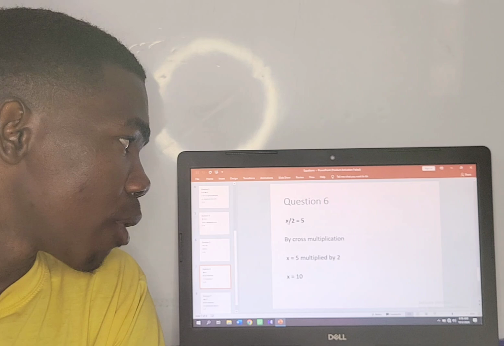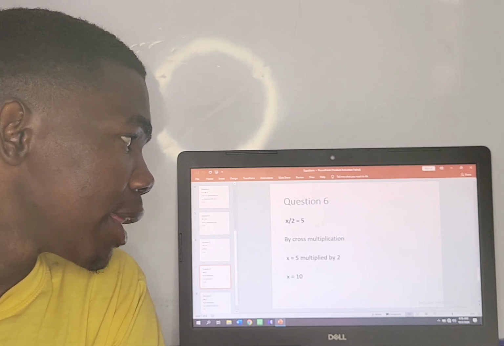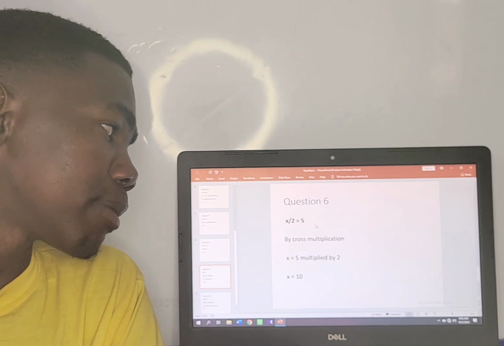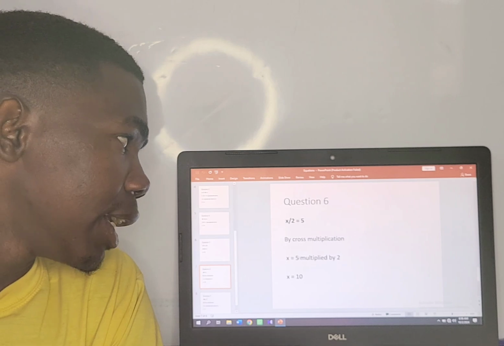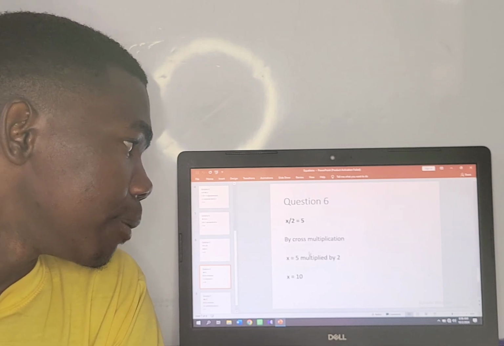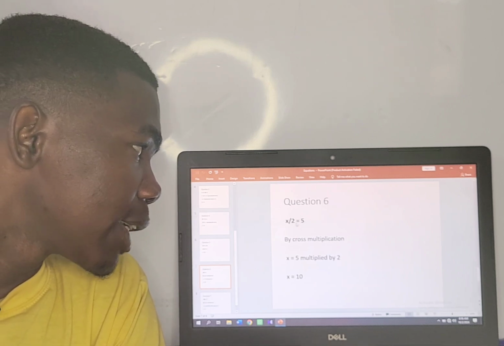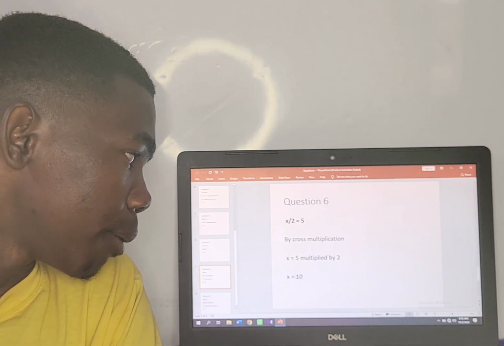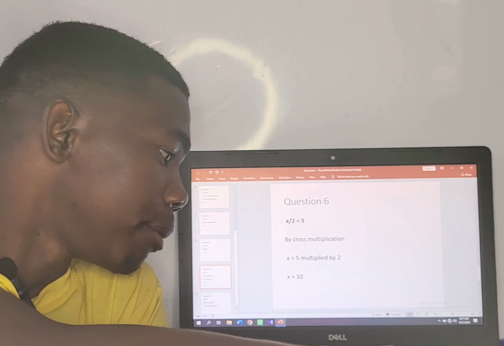This numerator x will multiply the denominator 1 here, and this 2 on the denominator of the left hand side will multiply the numerator of the right hand side. So x times 1 becomes x. Then 2 times 5 gives us 10. Therefore, x is equal to 10. Let's move on to the last problem.